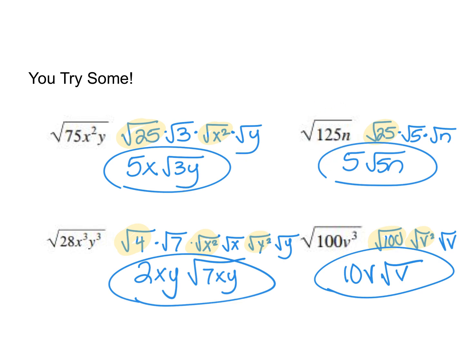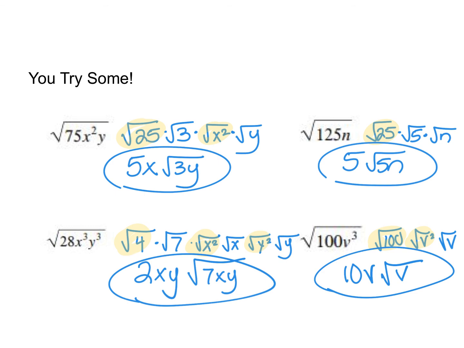For 125, I did the same thing. I broke it into 25 times 5. 25 was perfect, so I changed it into 5. N by itself under the radical was not perfect, so it stayed in the radical with the 5 that was also not perfect. For 28, x to the third, y to the third, I broke 28 into 4 and 7.